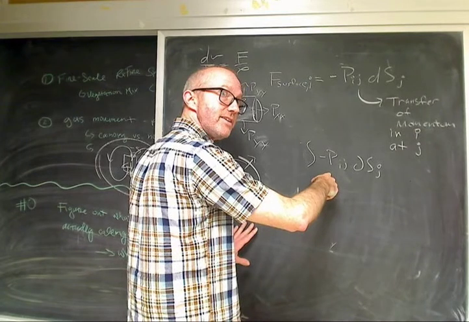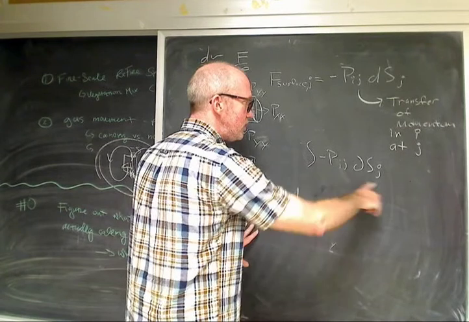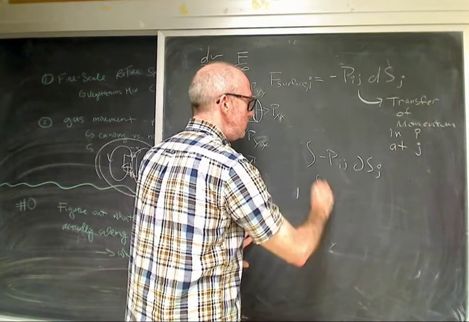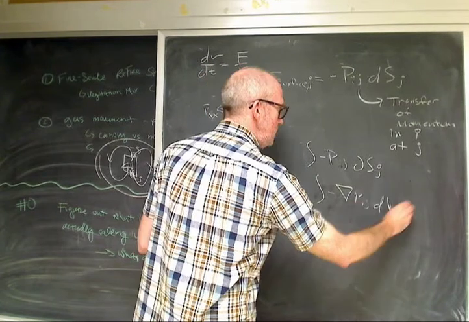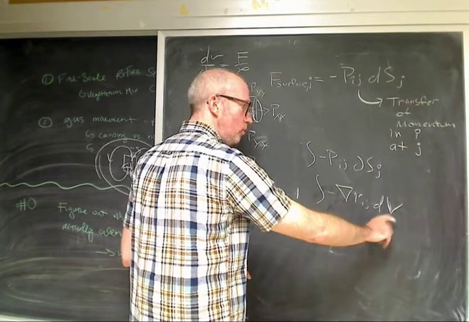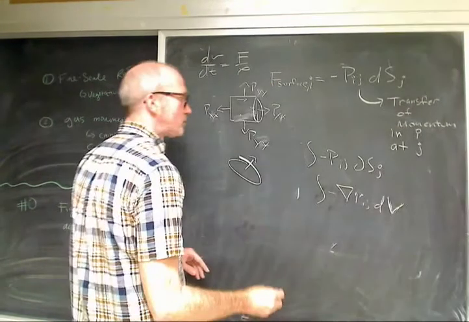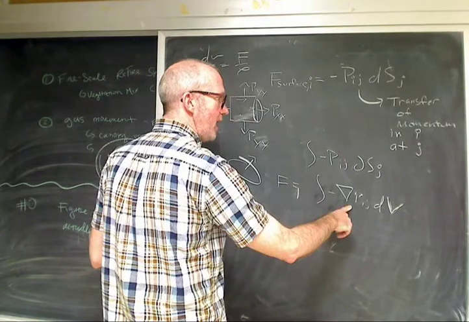Gauss's theorem. So how does Gauss's theorem work? This surface integral turns into the integral of minus grad Pij dV. This is a scalar. This isn't a vector component. So my force is then grad p integrated over the whole thing.